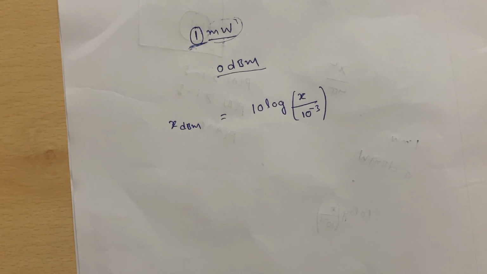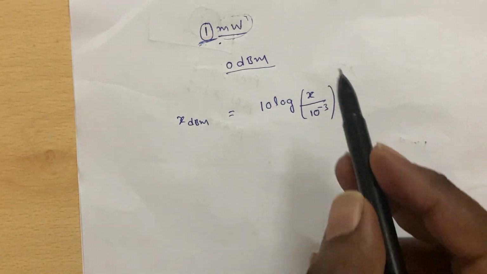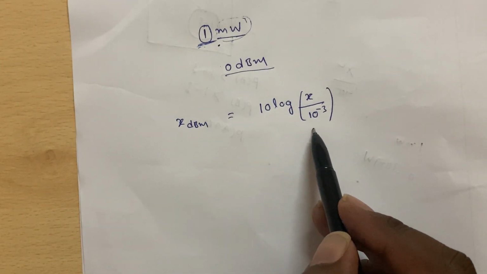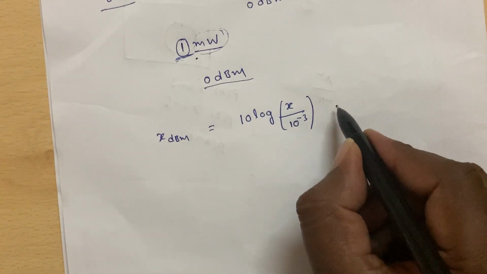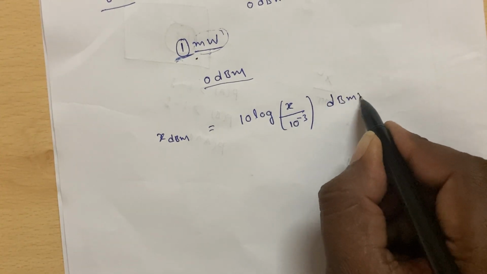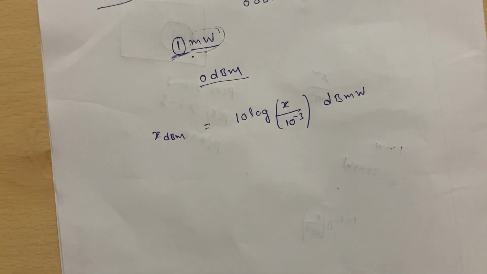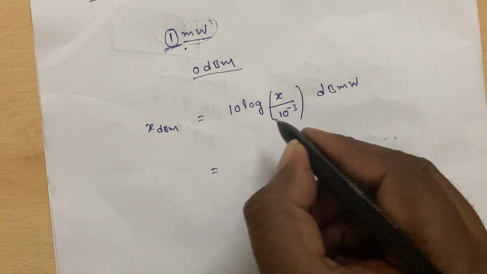So this way one can find the dBm of some linear value. You just separate the milliwatt here. How do you separate it? Just divide by milliwatt, then take the dB value. That will be dBm. So now this quantity is in dBm. If you want, you can also attach watts, dBm watt, or just leave dBm, just to represent that it is power.